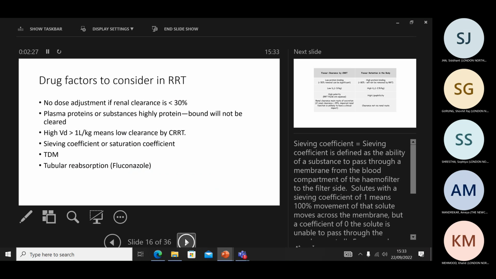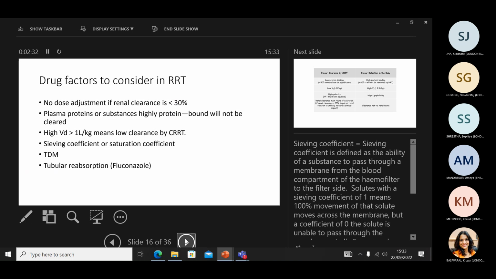So if you look at the drug and the renal clearance is less than 30% and there's no dosage adjustment needed, you have to start looking at the liver or whatever other metabolic pathway it takes. Substances that are highly protein bound will not be cleared because they're just stuck to the plasma proteins. And if you have a high volume of distribution, which is greater than 1 liter, it means that you have low clearance by the filter.